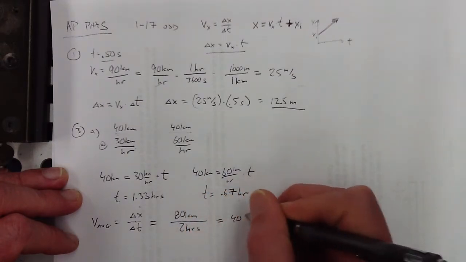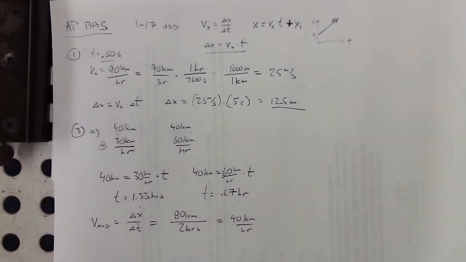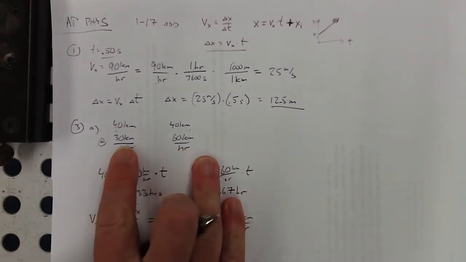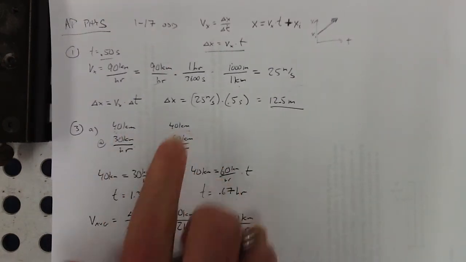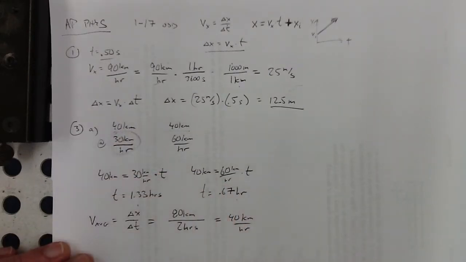So the average is actually 40 kilometers per hour. Why is it not 45 if you're going 30 and then 60 for the same distance? Because you did this for more of the time, so it gets dragged down by this.